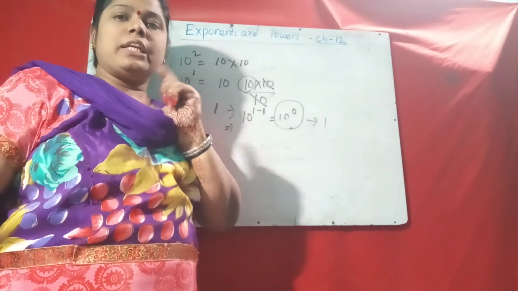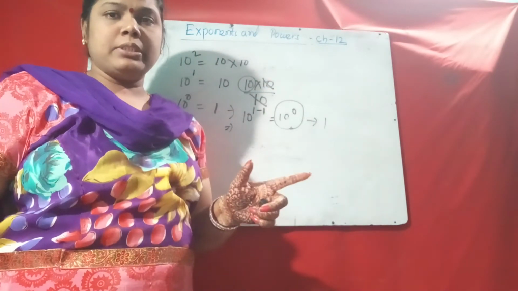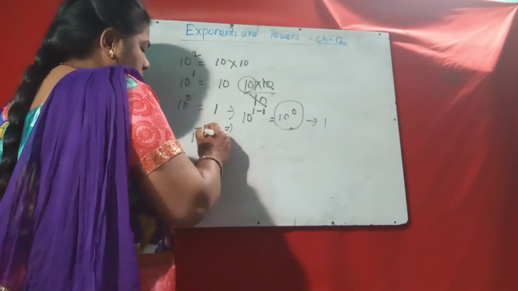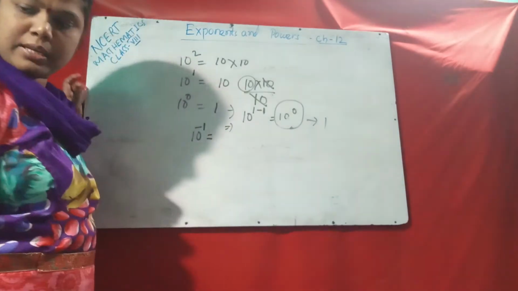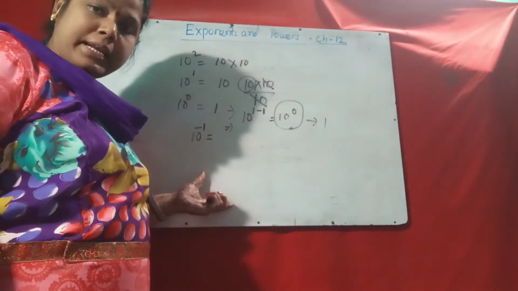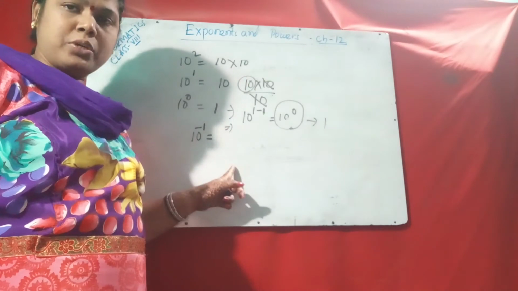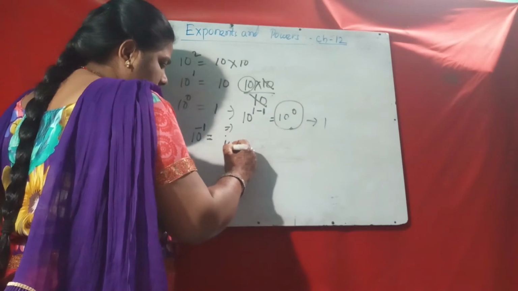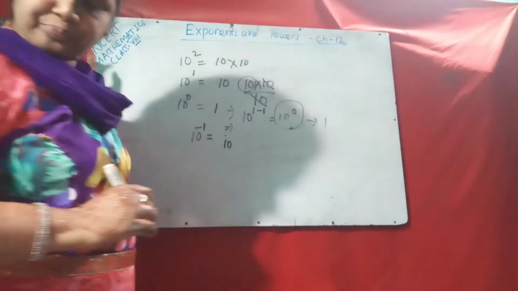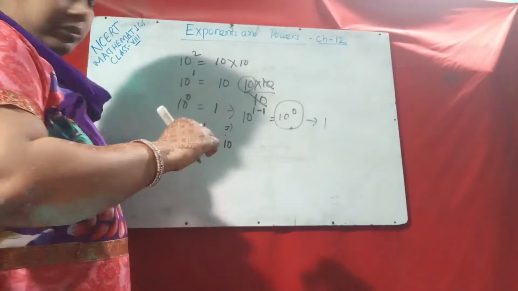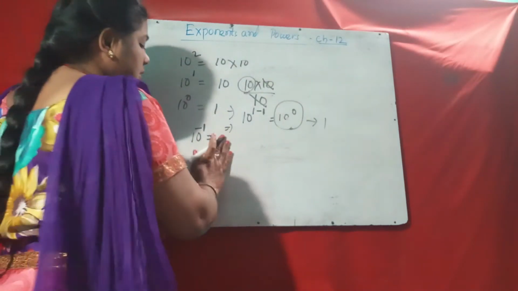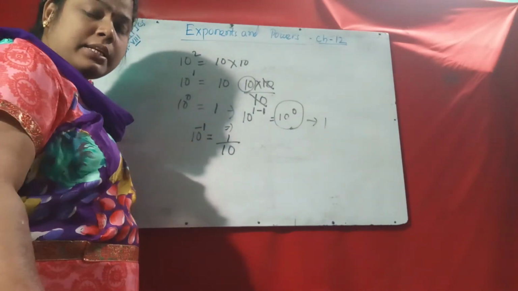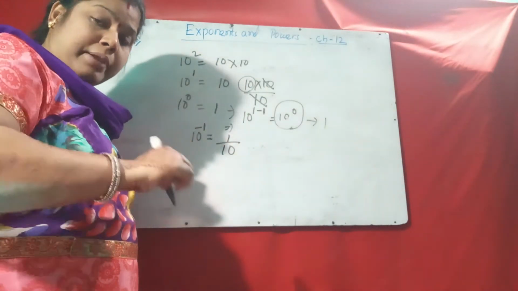If the power is negative, suppose 10 to the power minus 1, 10 raised to the power minus 1, what is its value? How do you solve it? It is 1 by 10. 10 to the power minus 1 means 1 by 10. How?